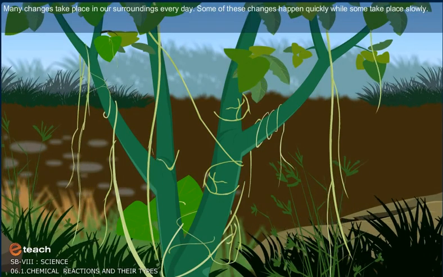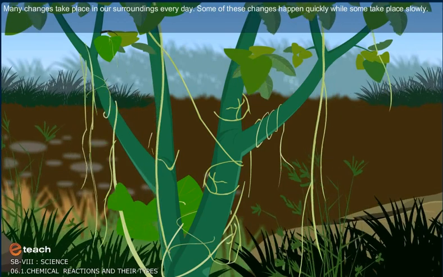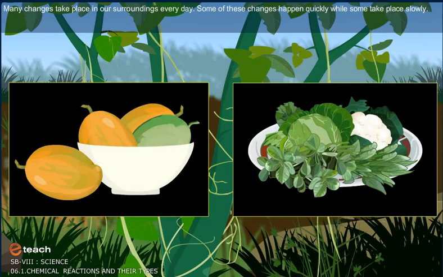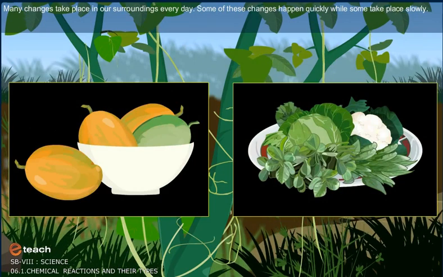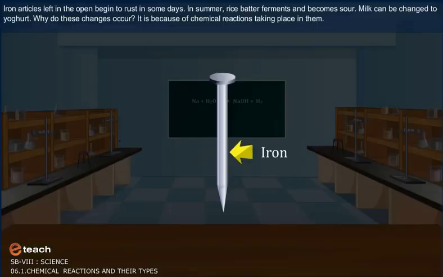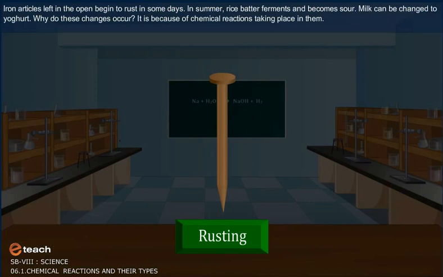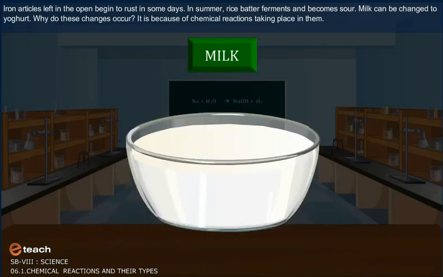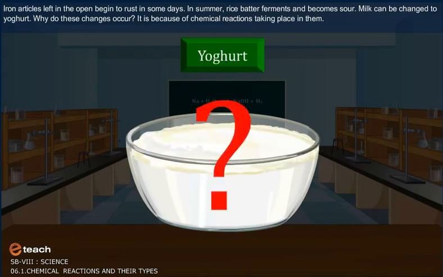Many changes take place in our surroundings every day. Some of these changes happen quickly, while some take place slowly. Iron articles left in the open begin to rust in some days. In summer, rice batter ferments and becomes sour. Milk can be changed to yogurt. Why do these changes occur? It is because of chemical reactions taking place in them.